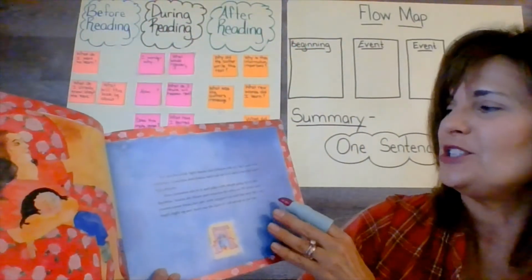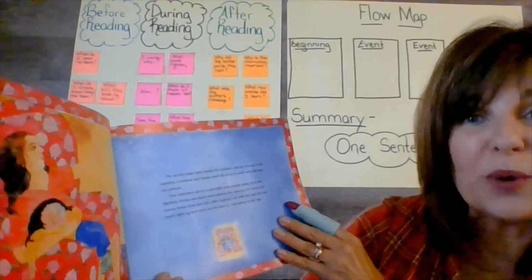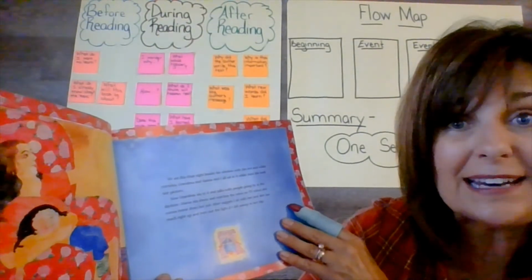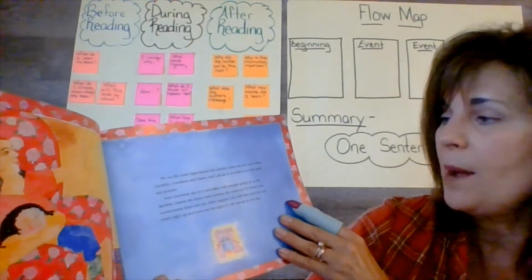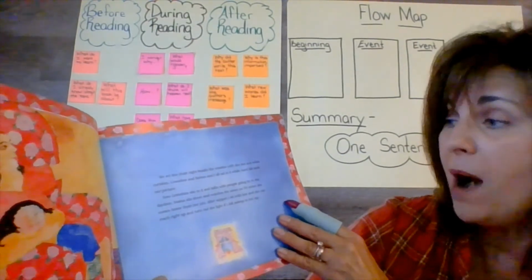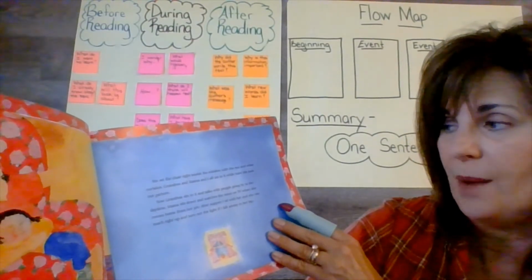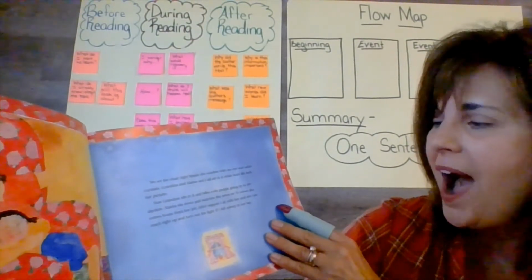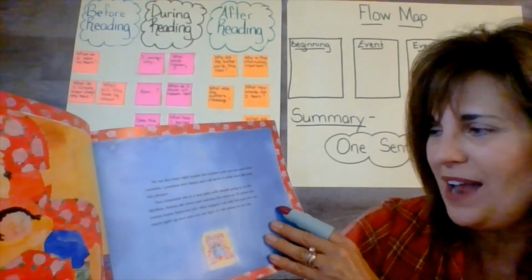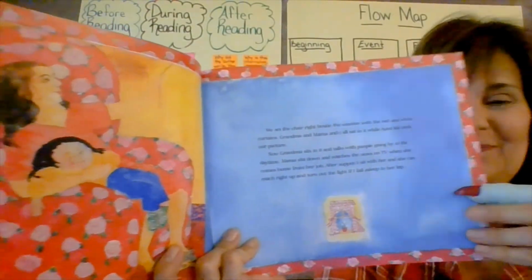We sat on the chair right beside the window with the red and white curtains. Grandma, Mama, and I all sat in it while Aunt Ida took our picture. Now Grandma sits in it and talks with people going by in the daytime. Mama sits down and watches the news on TV when she comes home from her job. After supper, I sit with her, and she can reach right up and turn out the light if I fall asleep in her lap.